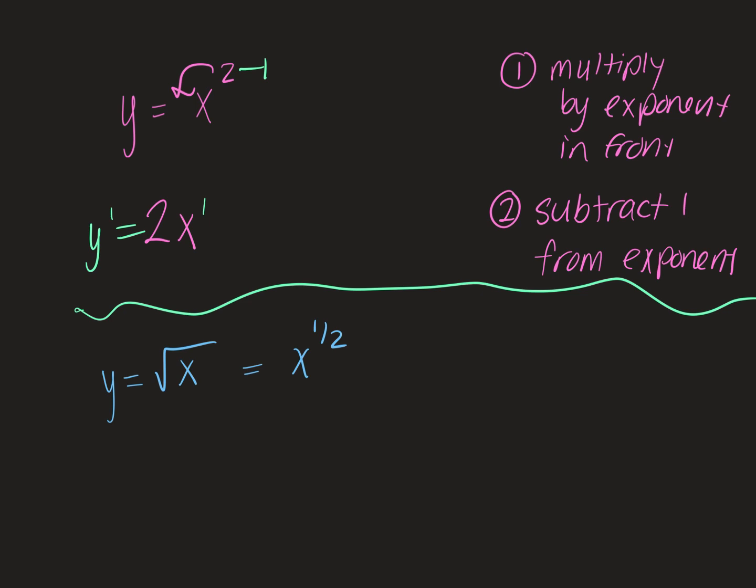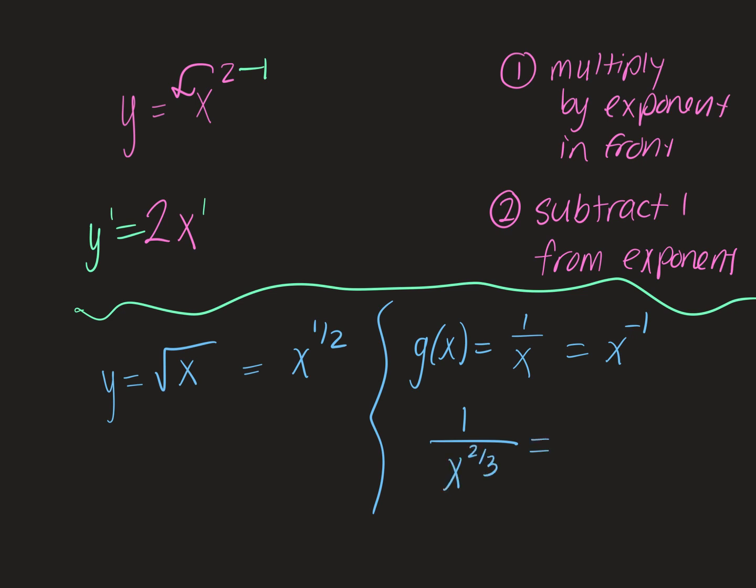Right, we also talked about how you have reciprocals. So if g of x is 1/x, you can rewrite that as x to the -1. Right, so if you have a fraction with the variable and exponent on the bottom, you can move it up and make that negative. So I think in your notes we had 1/x to the 2/3. So you would write that as x to the -2/3. Okay, and then you multiply the -2/3 to the front.